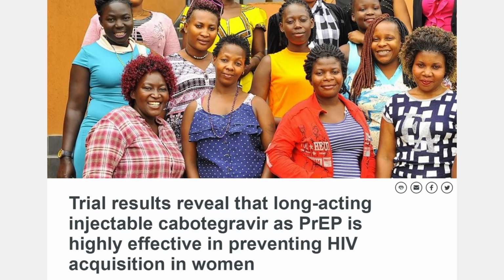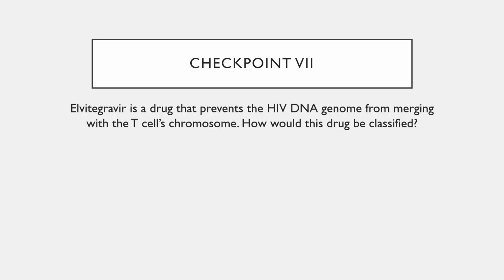So finally, we're going to cap this lecture off with a checkpoint about HIV antiretroviral drugs. Elvitegravir is a drug that prevents the HIV DNA genome from merging with the T cell's chromosome. So how would you classify this drug into one of the 4 classes that we just saw on the previous slide? What type of inhibitor is it? And once you've finished this checkpoint, you're done with our lecture on the immune system.